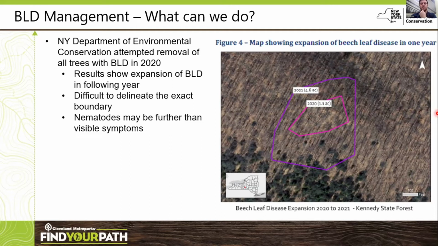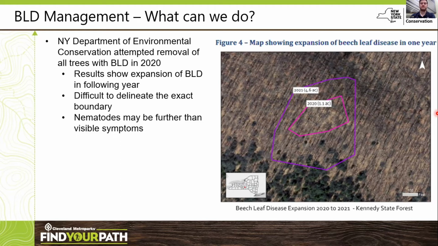And unfortunately, what they saw in 2021 is they went back and they actually mapped the area at 4.6 acres. They thought that it was a couple of potential reasons. It was difficult to delineate the exact boundary. So perhaps they missed one random leaf somewhere in the canopy.